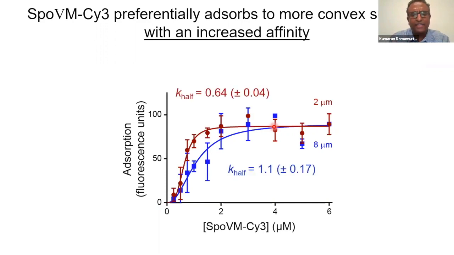And so you can quantify this using this value called the K-half value. So basically you're looking at the concentration at which you get half maximal absorbance. If we look at this value for the 2 micron beads, the more curved surface, it's a smaller value, suggesting that it has a higher affinity than it does for the larger value for the 8 micron beads.